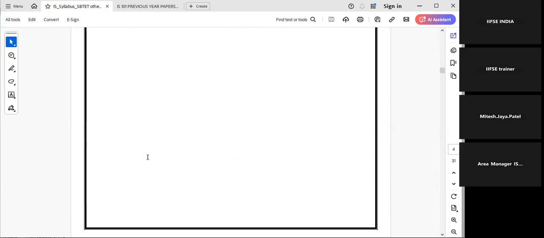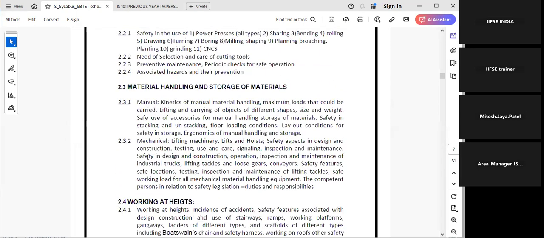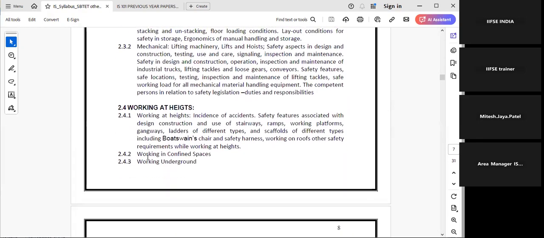And IS 102, which is Engineering 1, majorly talks about machines, various kinds of machines, the hazards with those machines, and what safety aspects we have to follow. And also we'll see material handling, with respect to manual material handling and mechanical material handling.